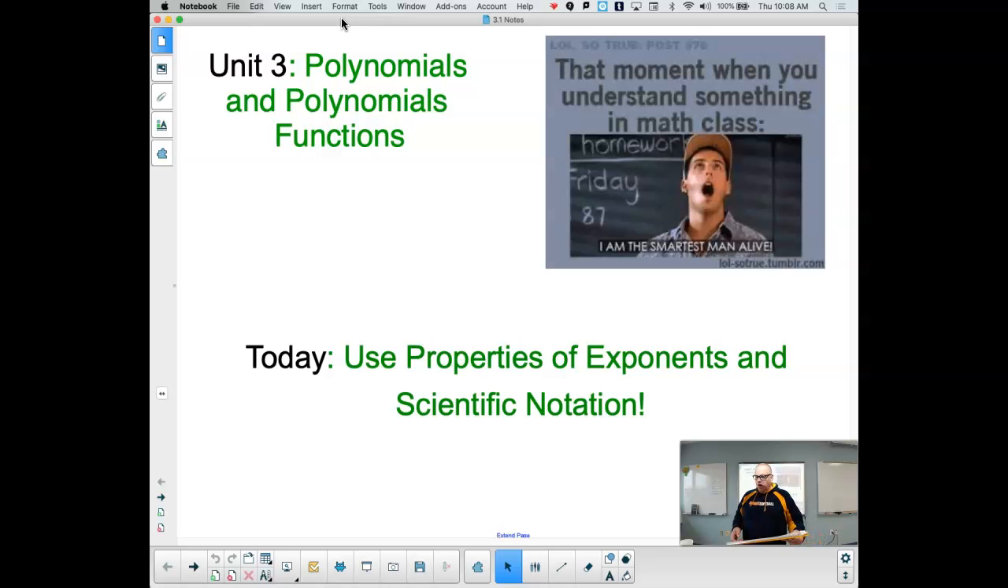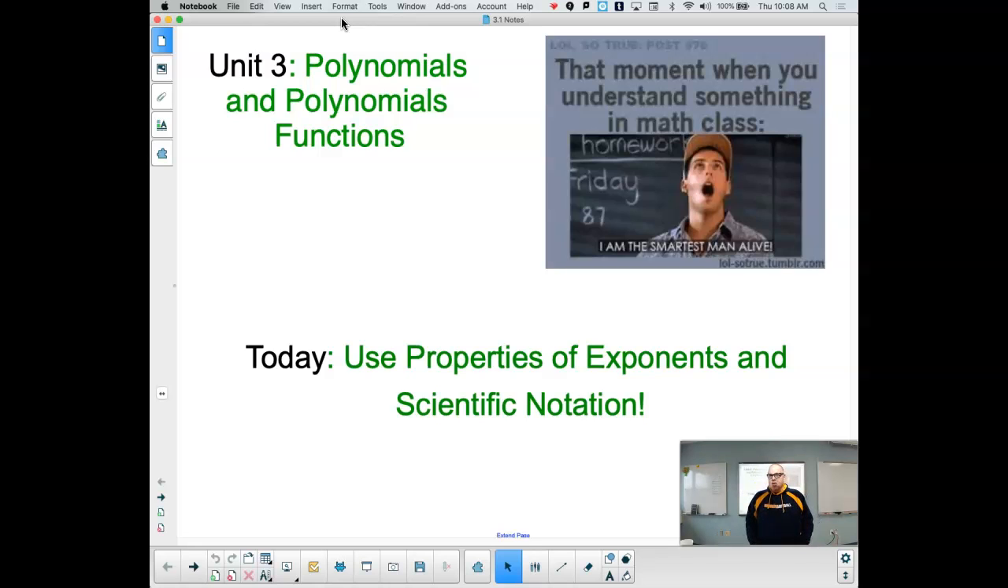Tomorrow I've got a non-grading thing that I need you all to do, and I'll explain that at the end of class today. And then next week we'll get into some polynomials and all that fun stuff.